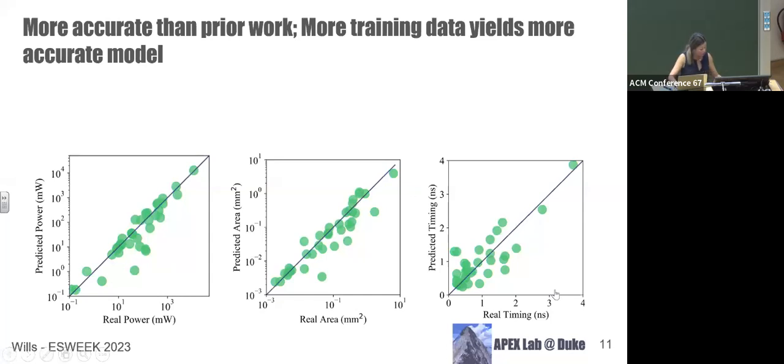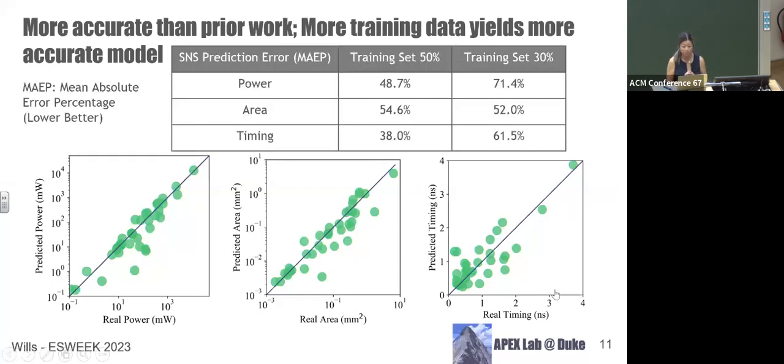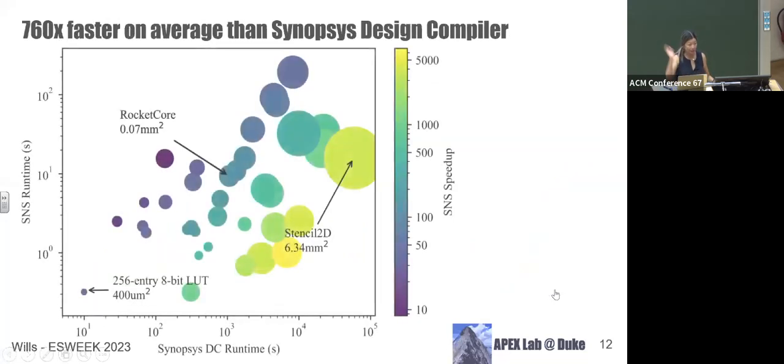To further evaluate the robustness of the predictor when training data is even more scarce, we performed another experiment using only 30% of the data as the training data set and see how our accuracy fares. We use the metric MAEP, which stands for mean absolute error percentage, and lower is better. From here, you can clearly see that when you have more data, your model is a lot more accurate. And by the way, in the paper, we show that our accuracy is better than prior work.